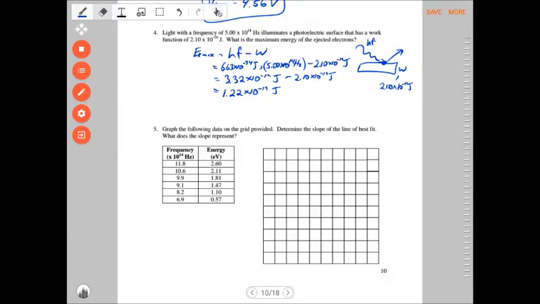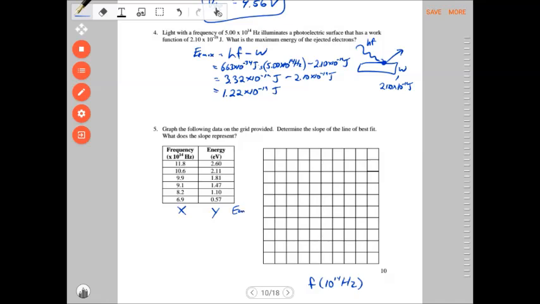All right, number 5. Graph the following data on the grid provided. Determine the slope of the line of best fit. What does the slope represent? They've given us data for frequency and energy. Remember, frequency is always going to be the manipulated variable, so the x values. Energy is always going to be the responding variable, so those are the y values. So frequency, again, is times 10 to the 14th hertz. And then the energy in electron volts.